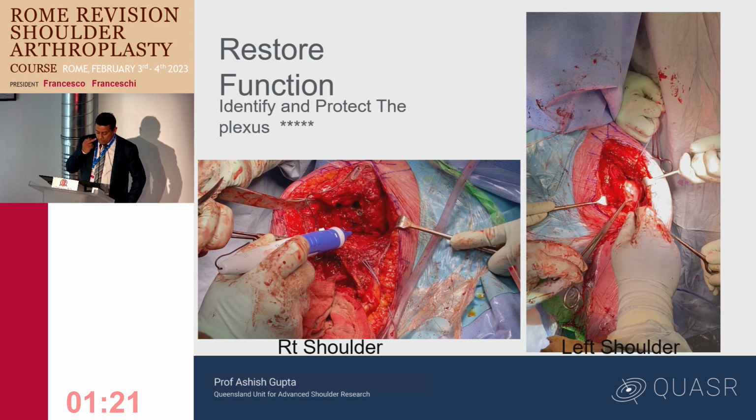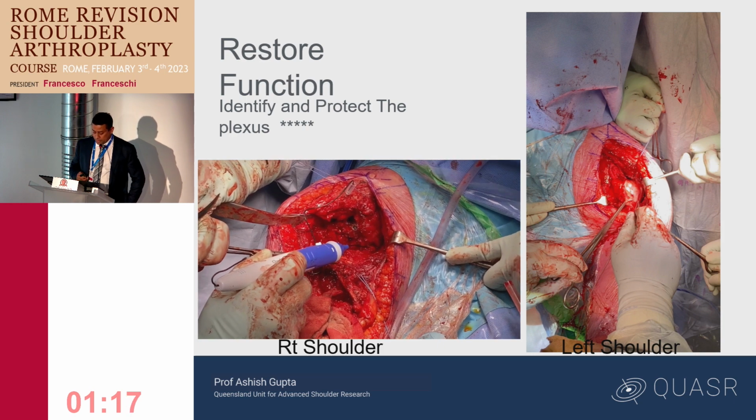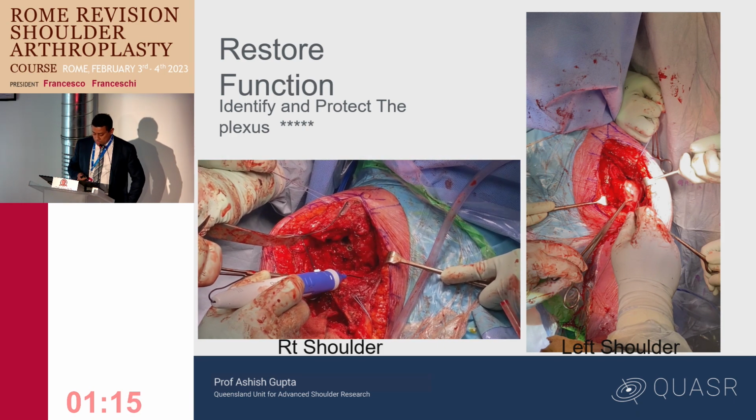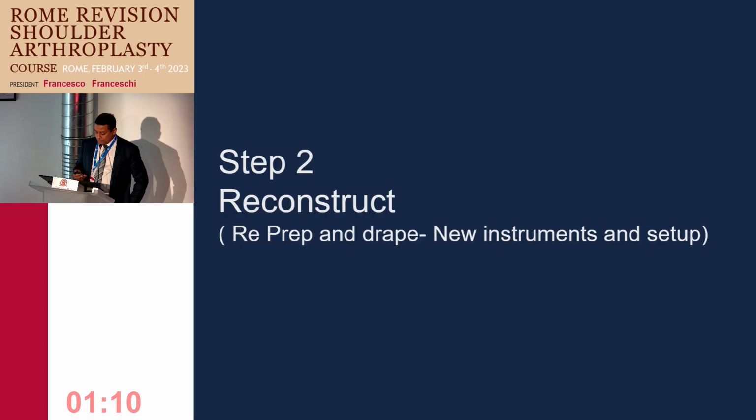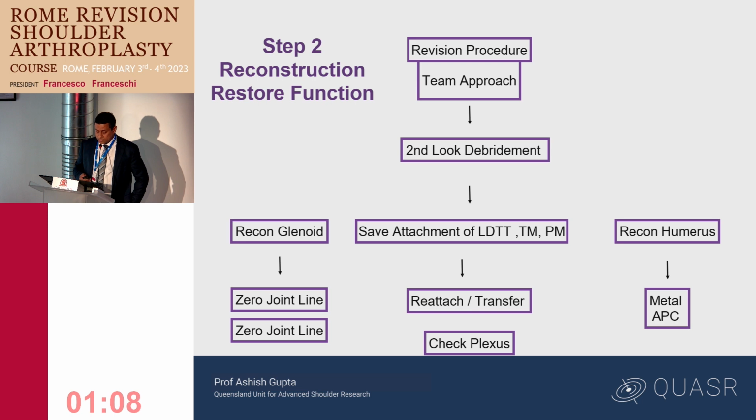It's really important to identify the plexus, especially for the young residents and fellows who are starting, because it's a nerve operation. You need to make sure your nerves are fine, so I use a nerve stimulator, and it's really important to tag all the tendons. Then in step 2, we come back again, and we decide how we're going to reconstruct the glenoid.